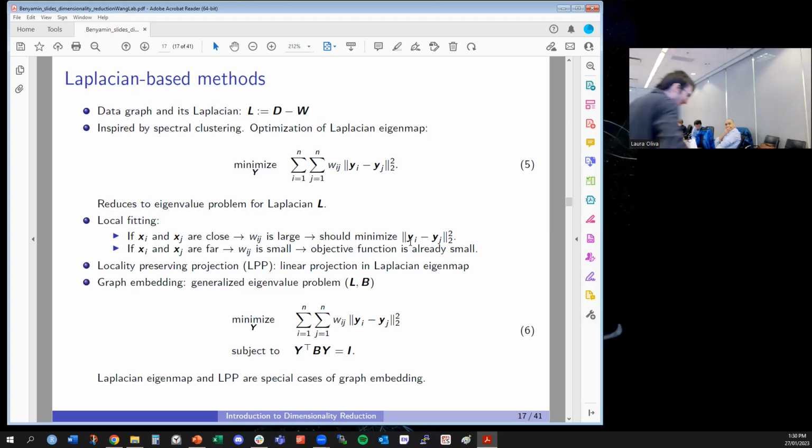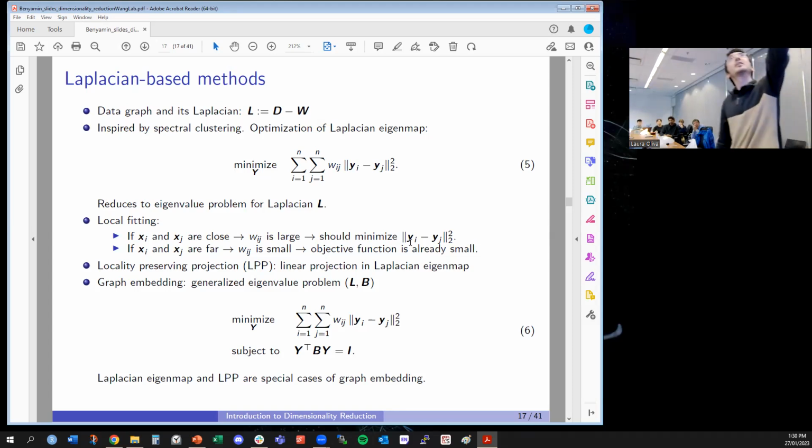Laplacian-based methods. Okay, now let's consider data, because the data can be considered as a matrix. So far it was considered as a matrix, but now let's consider it as a graph, graph theory and all of these areas. So cool. Now you calculate the Laplacian of this graph. And this is the optimization in Laplacian eigenmap. It's inspired by spectral clustering, which also uses Laplacian.